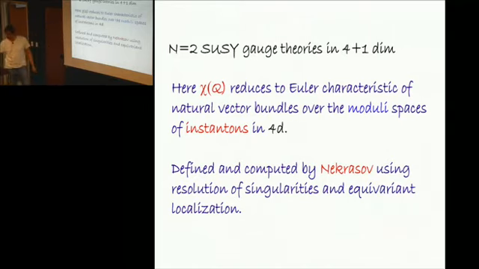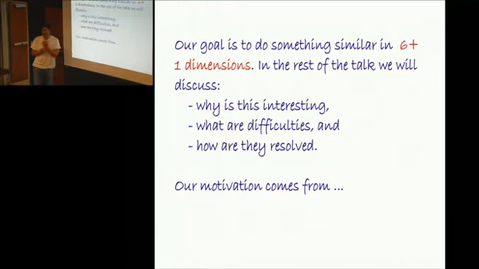And our goal is to do something like this in 6 plus 1 dimensions. I'll explain in a second why we're interested in this, and what the difficulties are, but the basic difficulty is that the moduli of 6-dimensional instantons is nowhere near as nice as the 4-dimensional ones. And then one has to have certain ideas, maybe not as profound as some other ideas mentioned so far, but still slightly non-trivial, on how to proceed. The motivation for studying this comes from 2 ways to write this equation.